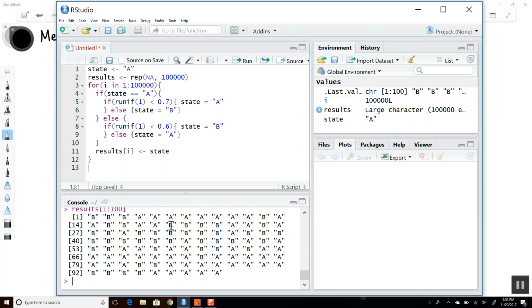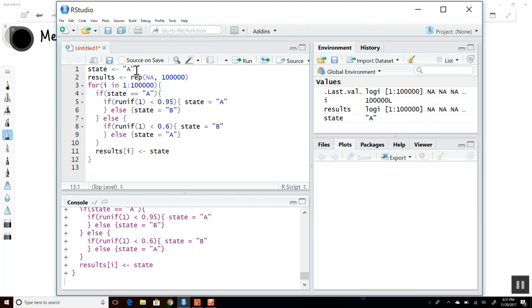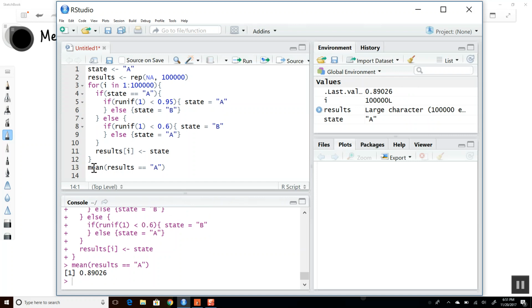Okay. And then, if we change the rules and say, maybe there's a 95% chance of staying at state A if we're at state A, and we'll still say there's a 60% chance of going from B to A, right? So the stationary distribution here is going to be much different, where we're going to end up at A a lot more. Mean of results equal to A. Okay, and now we get something around 89%.